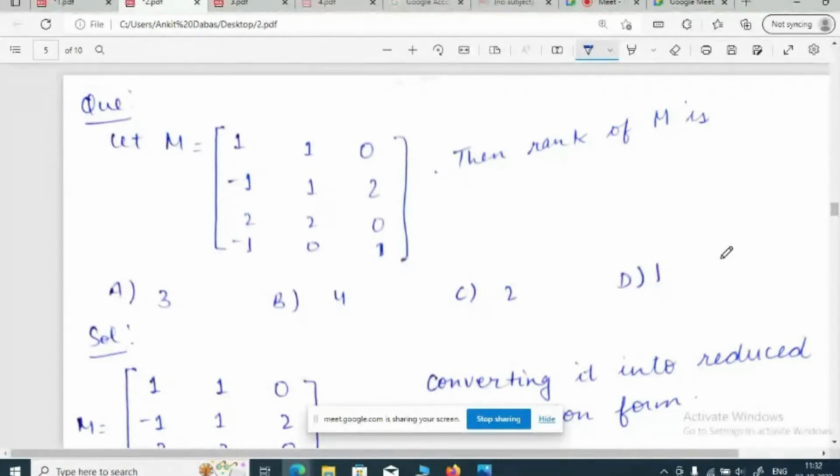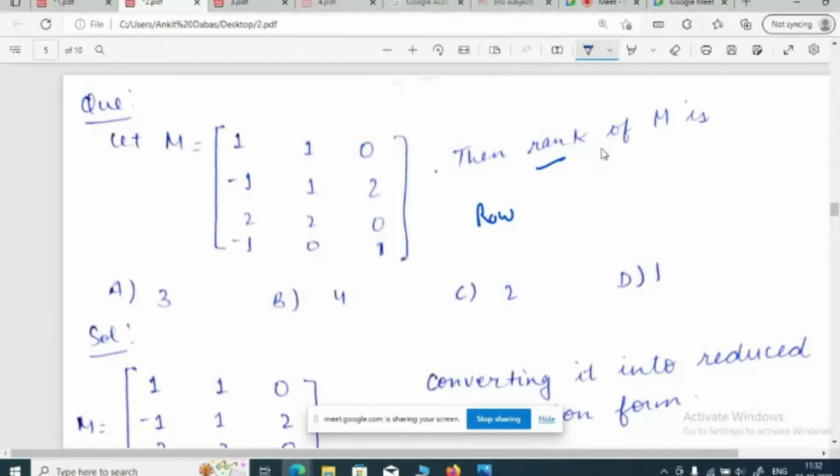Yes. Okay. So here we had a matrix M, that is 1, 1, 0, minus 1, 1, 2, 2, 2, 0, minus 1, 0, and 1. We were asked to find the rank of the matrix. So we will use the method of row reduced echelon form. You can use whichever you want.